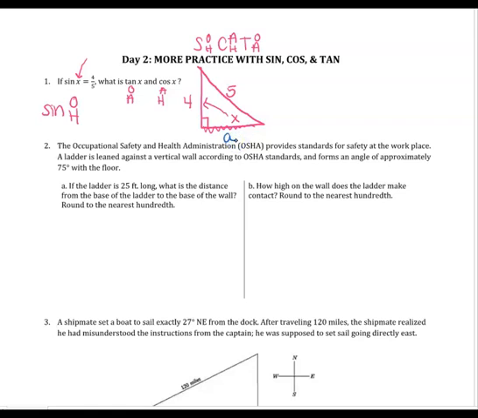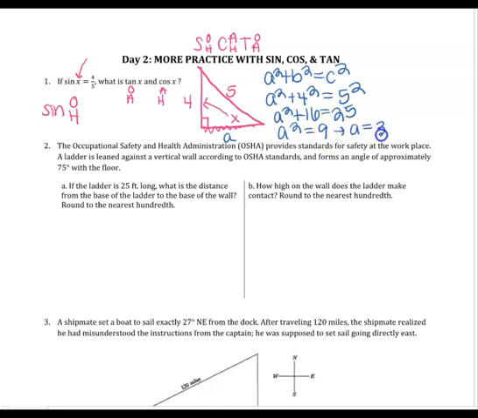Okay? Now, if I have two sides of a right triangle and I want the third, we're using our Pythagorean theorem. That is not a new thing for us to be doing. So I can do a squared plus 4 squared equals 5 squared, because c is always the hypotenuse. So a squared plus 16 equals 25. I'm solving, getting a equal to 3.